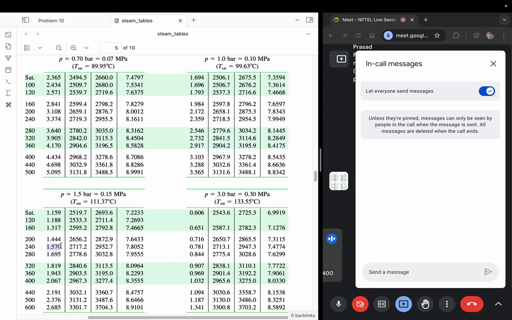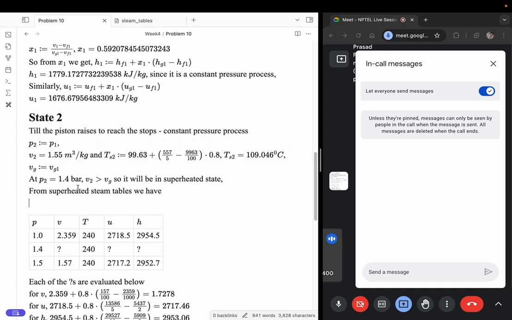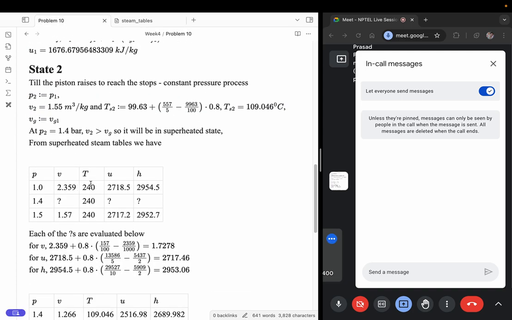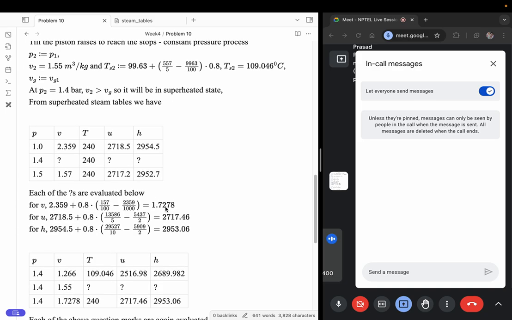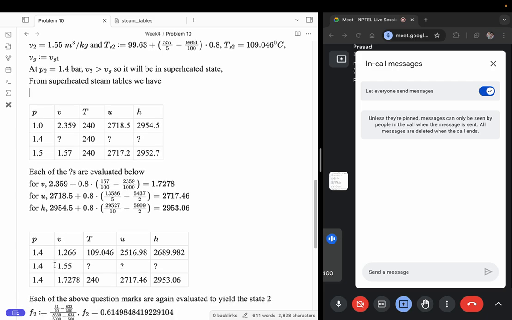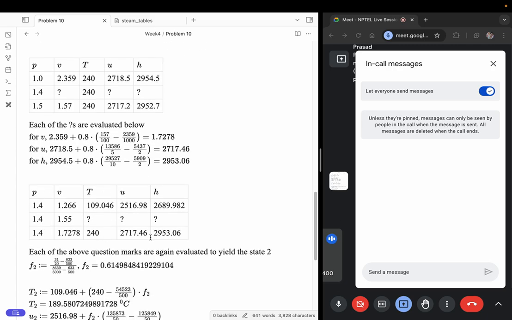So the first thing I'll do is a linear interpolation across pressures at constant temperature. So you assume a constant temperature of 240 Celsius. I'll consider the superheated table at 1 bar and 1.5 bar and then do a linear interpolation to get the specific volume at this particular 1.4 bar, for which I got a value of around 1.728. Similarly I do it for the other values. Once I get these values at 240 Celsius, I will use them to determine the corresponding temperature at 1.4 bar and 1.55 meter cube per kg. So this is something that I need to determine.